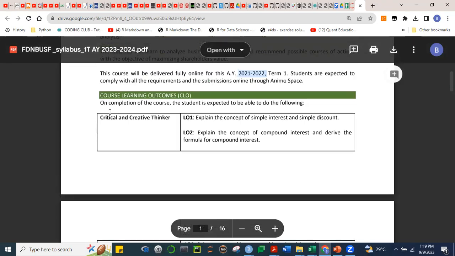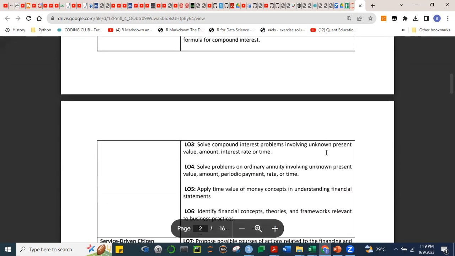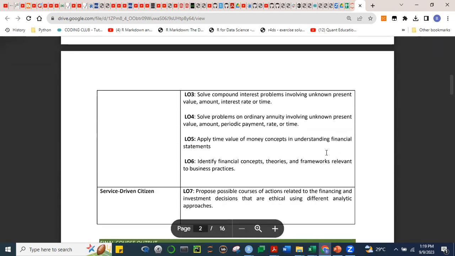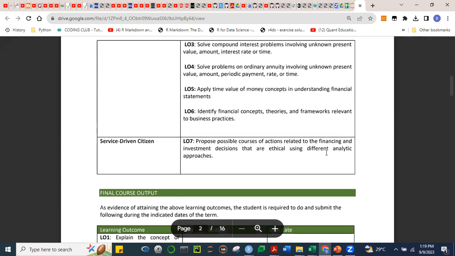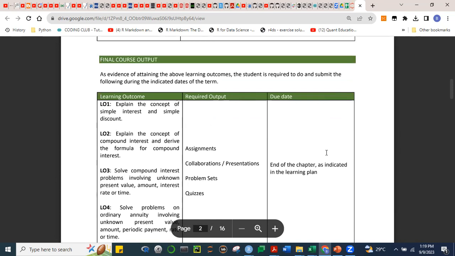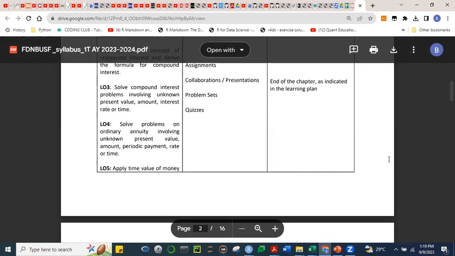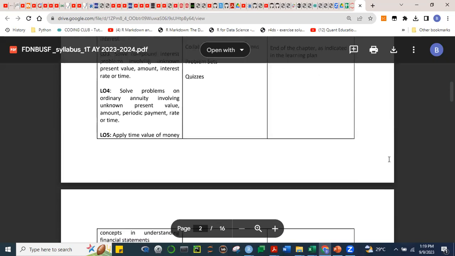Okay, we have this ELGA. In this course, we would like to train students to become critical and creative thinkers. So these are the learning objectives, and service-driven citizens. For the final course output, we will have exams and also a paper at the end of the course. So we'll have problem sets, quizzes, and during face-to-face classes, we'll have group activities and group exercises.